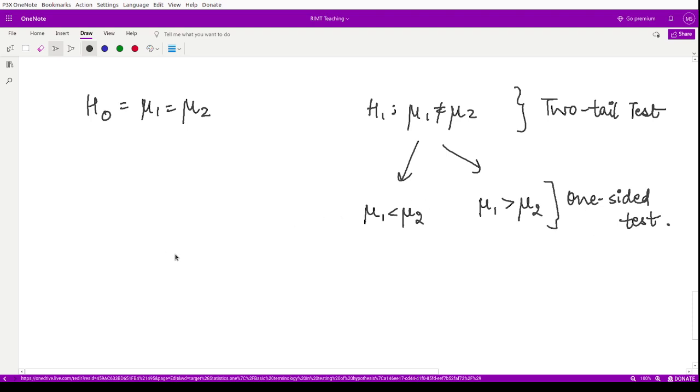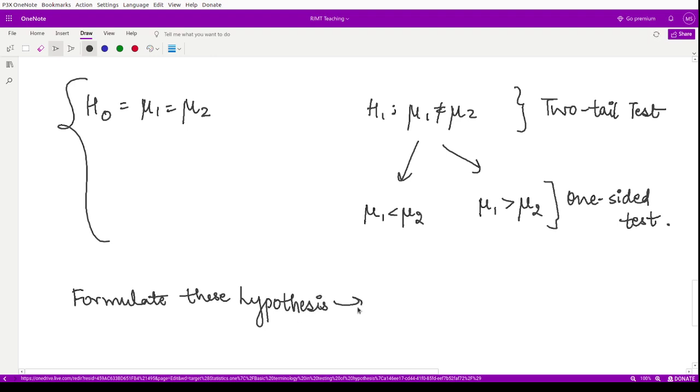So initially we create these kinds of hypotheses, we do calculations, and then we make decisions. So first of all, we formulate these hypotheses. Then we do the calculations. And thereafter we make decisions about that. So this is the rough story from the start till here, right?